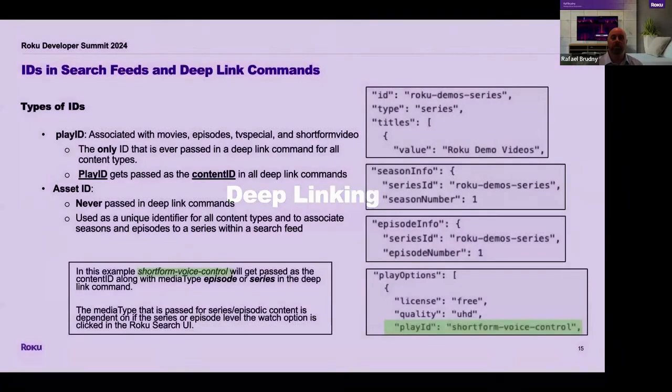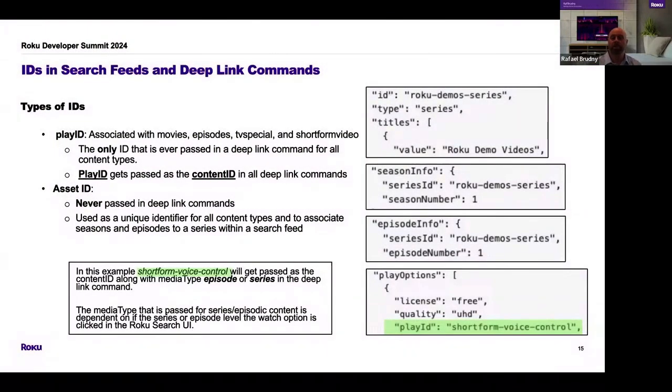Let's dive into the first slide, which breaks down two key types of IDs, Play ID and Asset ID. These are essential metadata components in a search feed and key to handling deep linking on the Roku platform. First, let's talk about the Play ID. This ID is associated with all content types: movies, episodes, TV specials, and short-form videos. The Play ID is the only ID passed in deep link commands for each content type. Essentially, the Play ID gets passed as a content ID in all deep link commands.